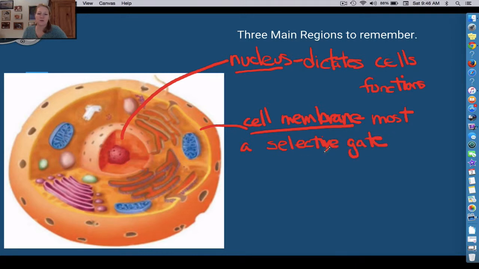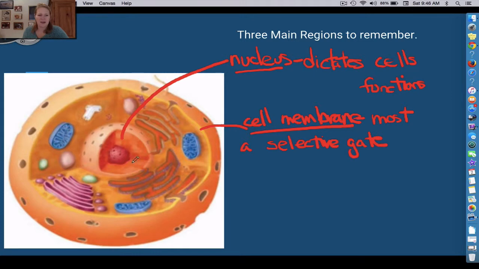A cell membrane is mostly a selective gate, meaning that you have a gate maybe to your lawn, and anybody can just walk in, right? But if you put a key on it, all of a sudden only the people with the key can get into it, or the people who can jump over the gate can get into it. That's the idea behind this, that the cell regulates what comes in and out of it at all times, and the cell membrane is that gatekeeper. Okay, so that's the cell gate.